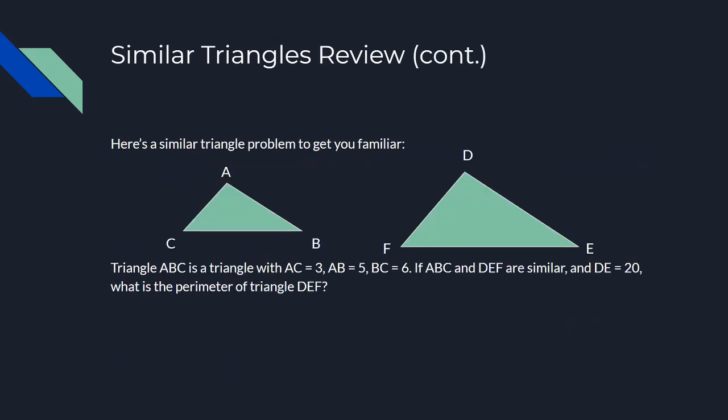So here's just a similar triangle problem to get you familiar with the concept. Triangle ABC is a triangle with AC equals 3, AB equals 5, and BC equals 6. If ABC and DEF are similar and DE equals 20, what is the perimeter of triangle DEF?